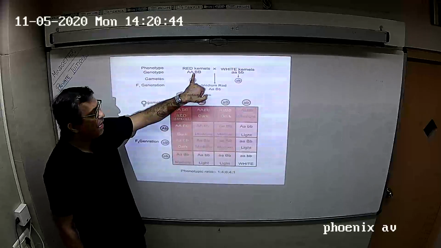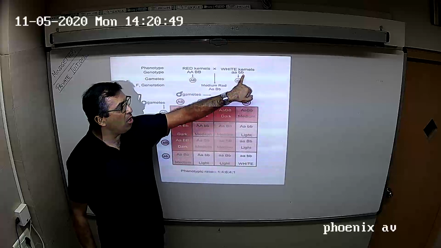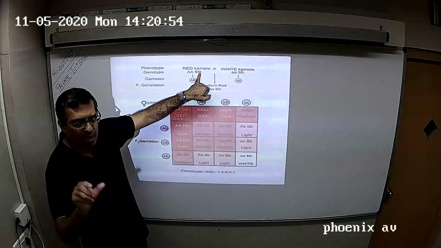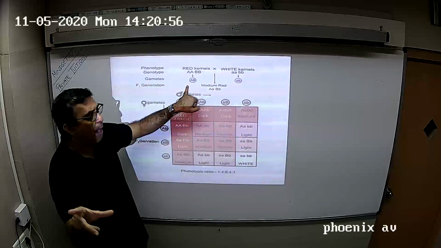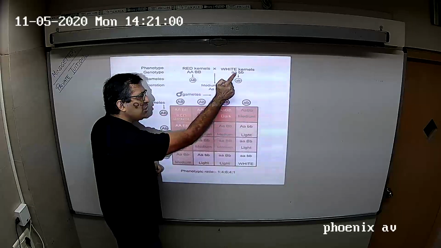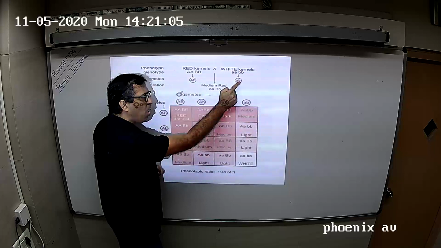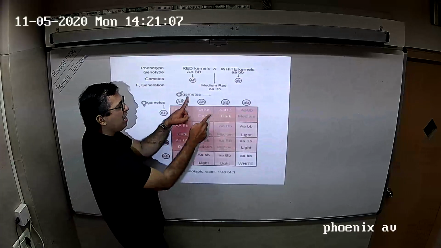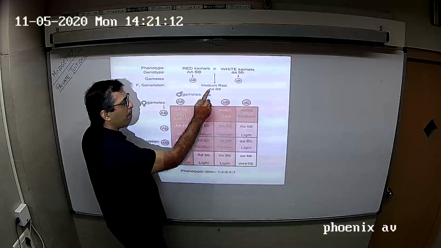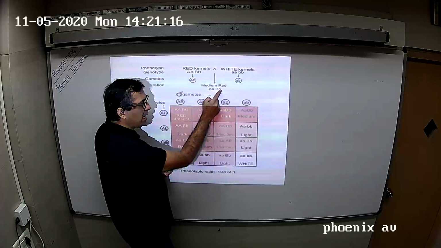So capital A, capital A, capital B, capital B, red kernel; small a, small a, small b, small b, white kernel. Capital A, capital A, capital B, capital B diploid, when it forms a haploid gamete, the gamete will be capital A, capital B. Small a, small a, small b, small b, when it forms gametes, will form small a and small b. And when the two gametes come together, you get capital A, small a, capital B, small b.